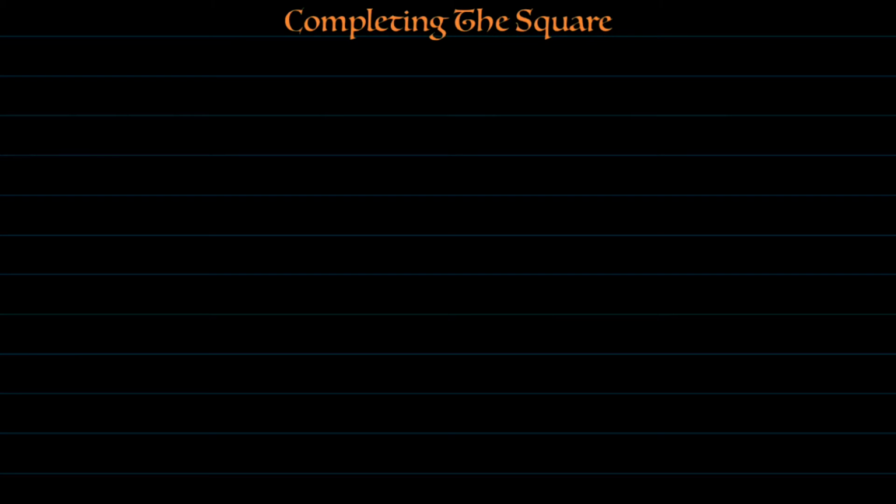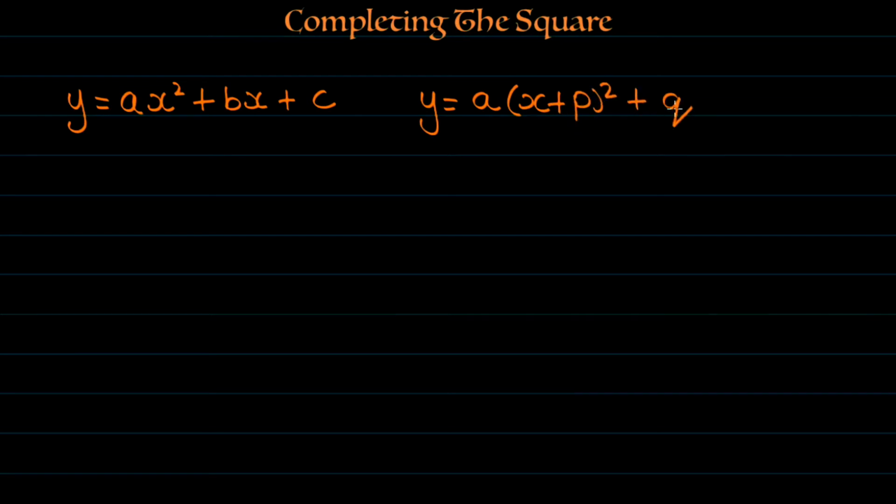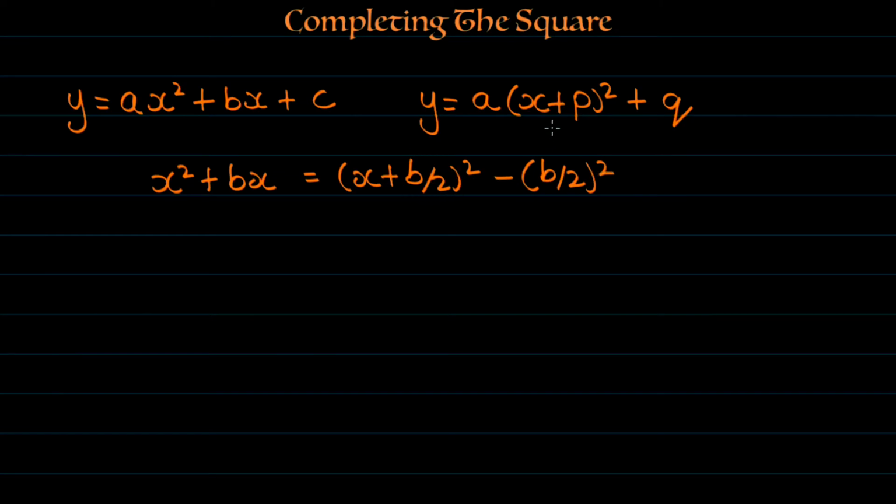So when you complete the square, you're taking a quadratic of the form y equals ax squared plus bx plus c, and you're rearranging it into the form y equals a(x plus p) squared plus q. And the trick that's worth remembering is, ignoring a and c for a moment, we can rewrite x squared plus bx as (x plus b over 2) squared minus (b over 2) squared. And as you can see, that will give you the (x plus p) squared that we want over here on the right hand side in the completed the square form.